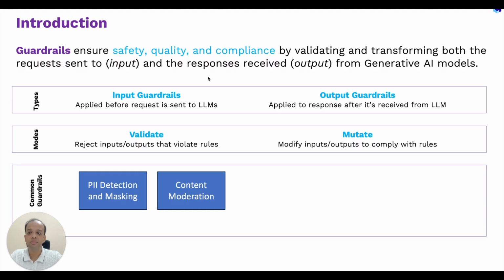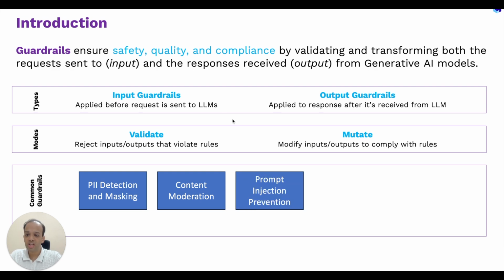Then we have content moderation, which is about reviewing and managing user-generated content to ensure it is aligning with community guidelines and legal regulations. Mode here is validate, that is, inappropriate content should be rejected as part of this content moderation. This includes hate speech, discriminatory language, misinformation, false claims, illegal content or activities, explicit content, and more.